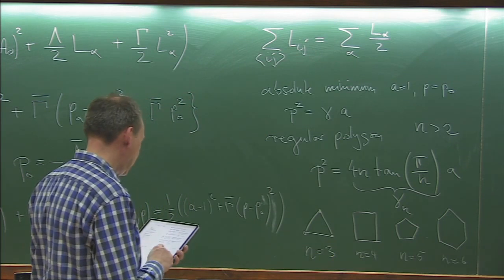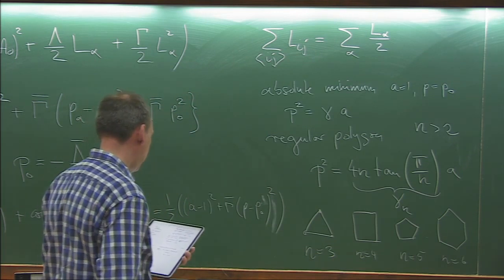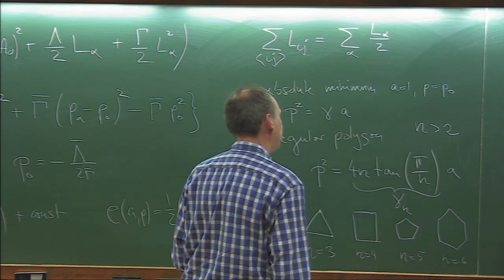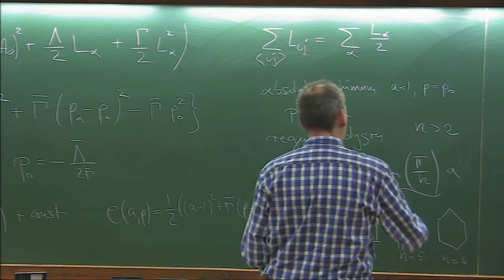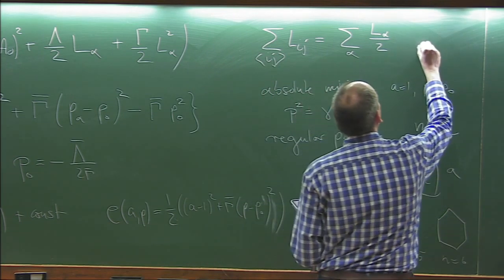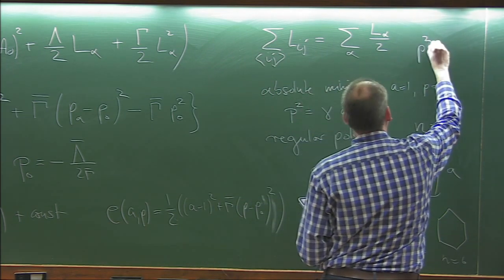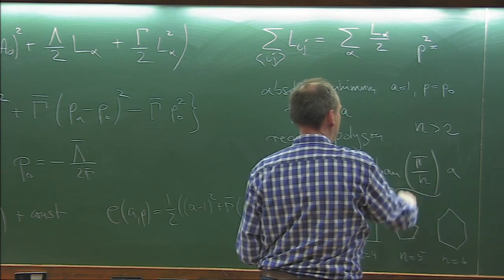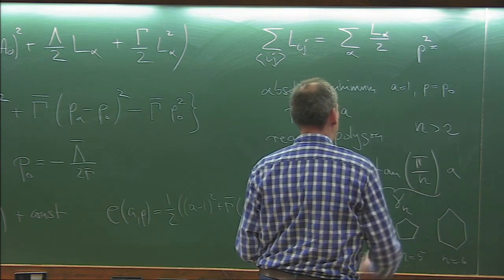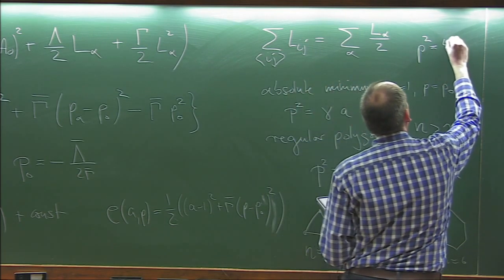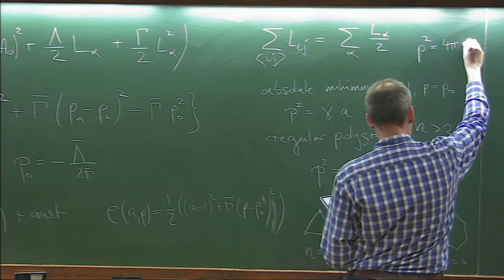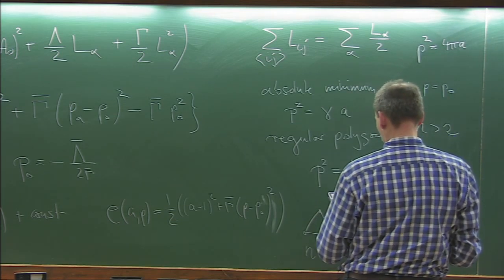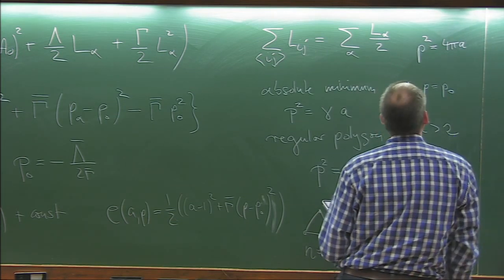In fact, an interesting limit one can take is n to infinity. One can expand the tangent, and one comes to the circle. That has P squared equals the tangent, which for large n becomes the argument. The n cancels in this limit, and we have 4 pi A.